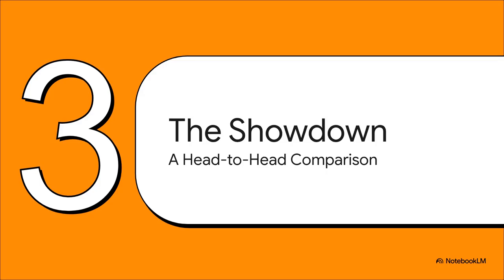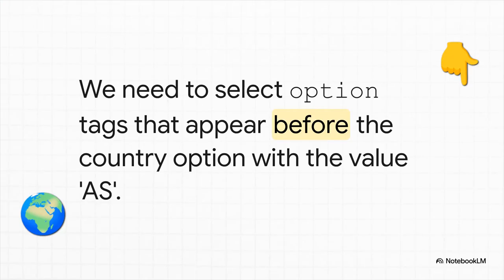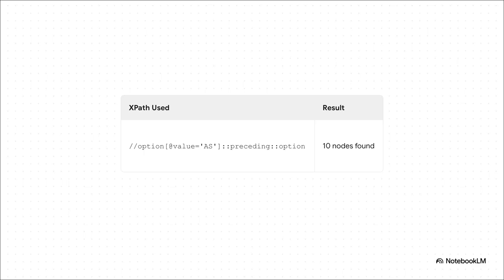All right, enough theory. Let's throw these two in the ring and see what happens in a real-world showdown. A little head-to-head comparison is going to make this difference absolutely crystal clear. So here's the setup. Imagine a web page with a country drop-down menu. Our anchor point, our starting node, is the option that has the value AS. And our mission, should we choose to accept it, is to select all the country options that appear before that one. Okay, first up to bat is preceding. So we tell it, hey, find all the options before our AS node. And whoa, what do we get back?